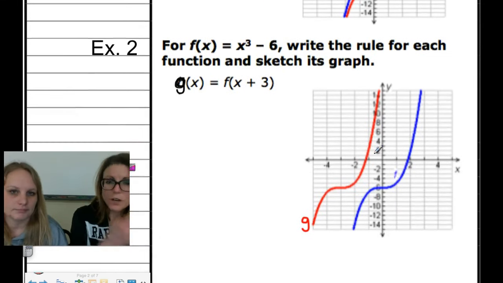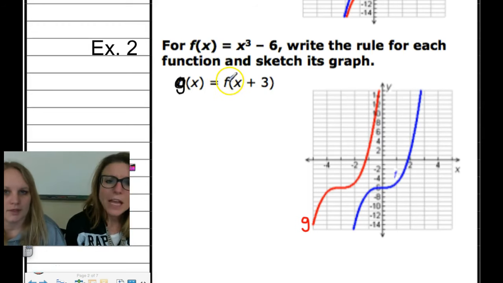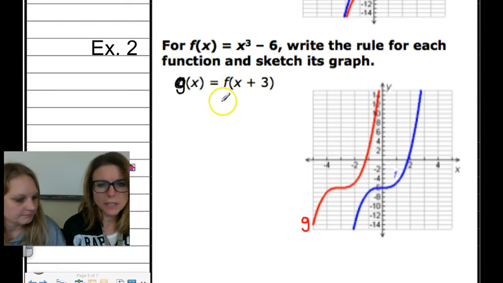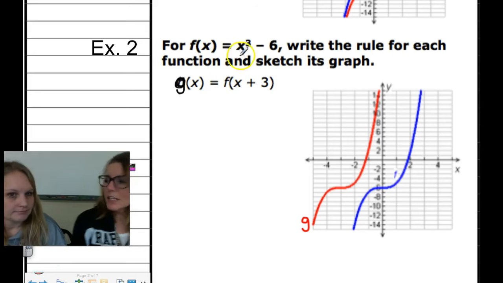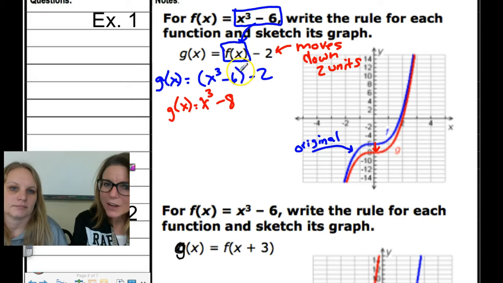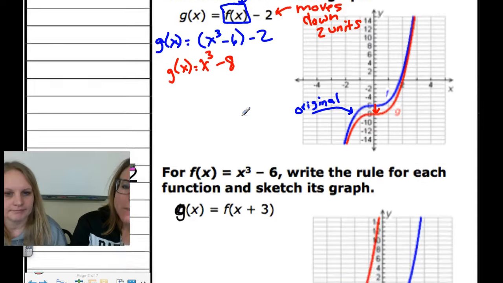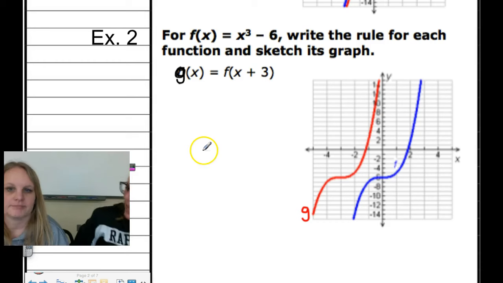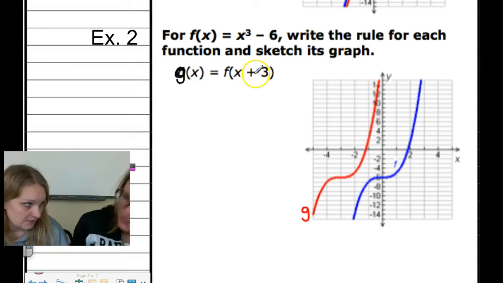It's giving the function f of x. It says write the rule for each function and sketch its graph. Now notice it's a little bit different, because the new function is changing inside the parentheses. Whereas here, I'm going to scroll up, we had our change happening outside. That's a vertical up or down move. When something is changing in the parentheses like that, that means you have a horizontal move. And it's going to be 3 units to the left, because it's opposite. It's always opposite.